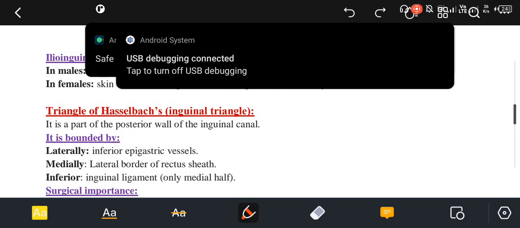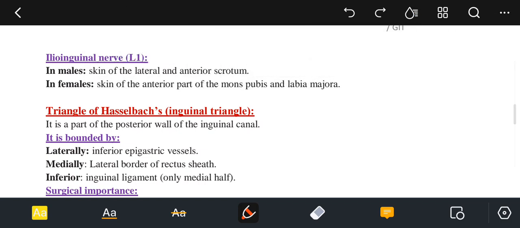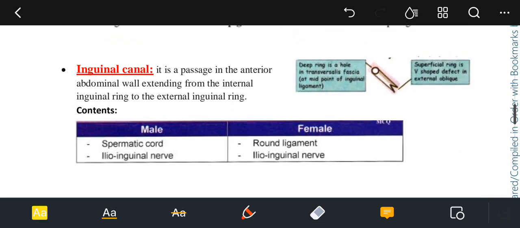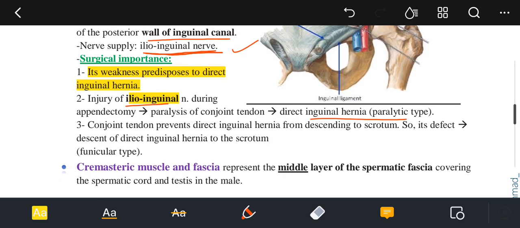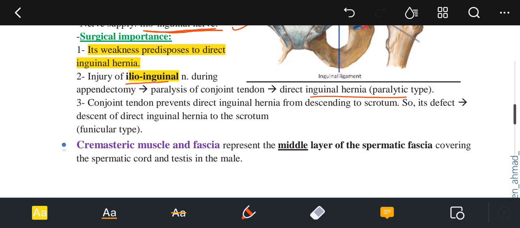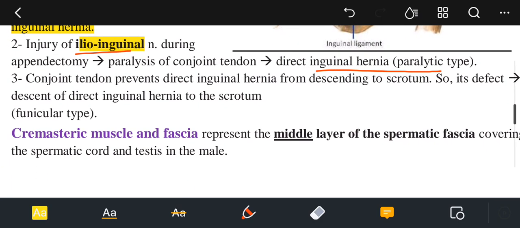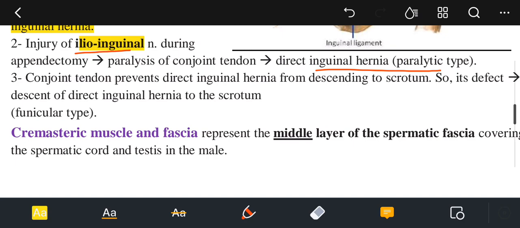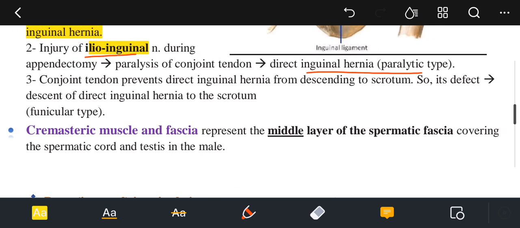The ilioinguinal nerve is supplying the conjoint tendon, and if it gets damaged, what are we expecting? We will expect a direct inguinal hernia. Then we have it over here that the conjoint tendon prevents a direct inguinal hernia from descending to the scrotum, so its defect will lead to the direct descent of the direct inguinal hernia to the scrotum.